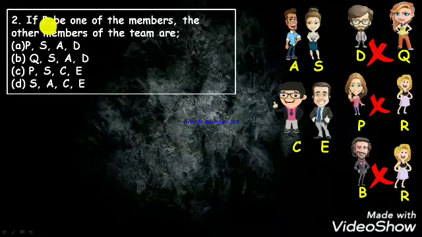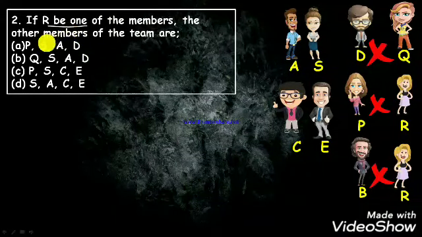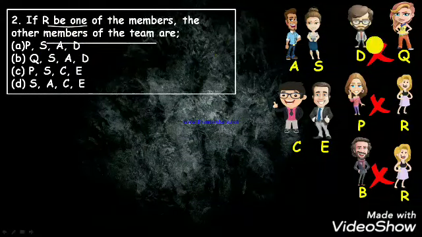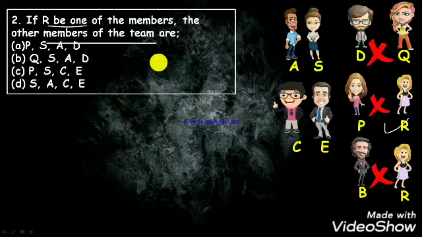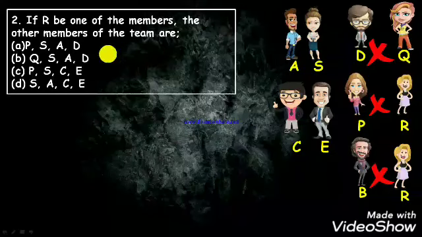Now let's move on to our second question. If R is one of the members, the other members of the team are... Here is our R, she is one of our members. Now we have to decide the other team members.